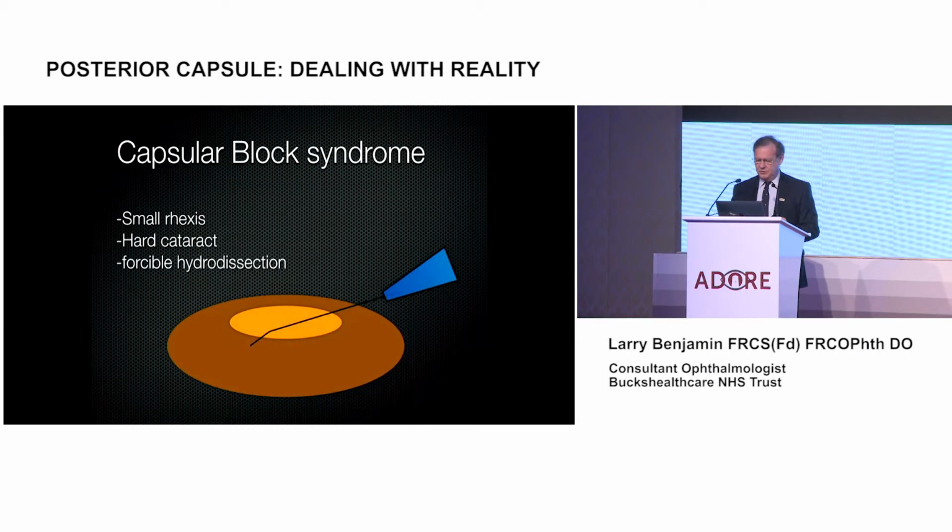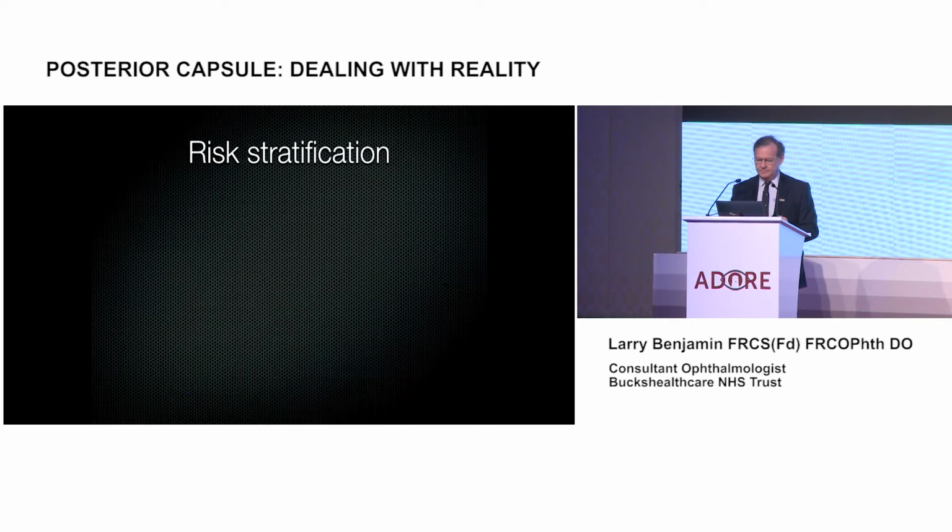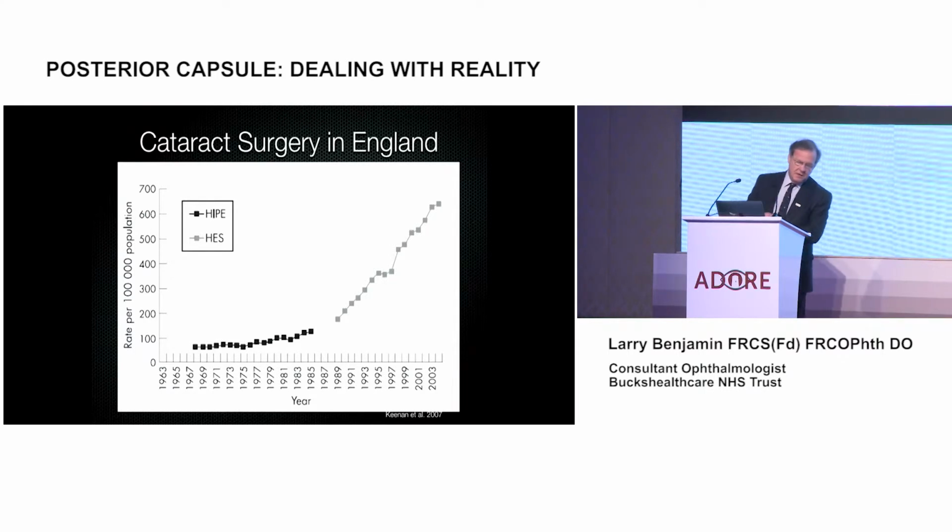And that's just a cartoon showing the same thing. Fluid goes in, lifts the nucleus against the rhexis, blocks it off. If you carry on injecting, then you get a posterior capsule pop. Now I'm going to talk a bit about risk stratification.